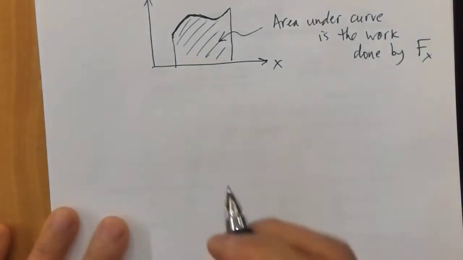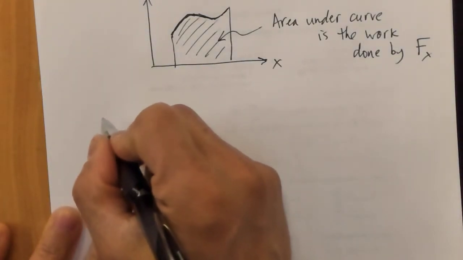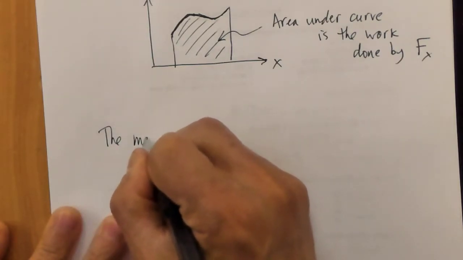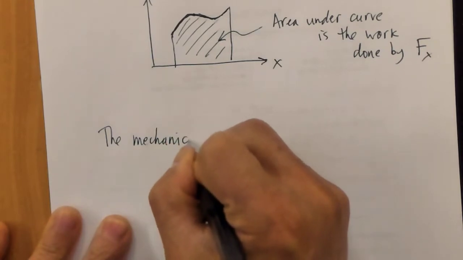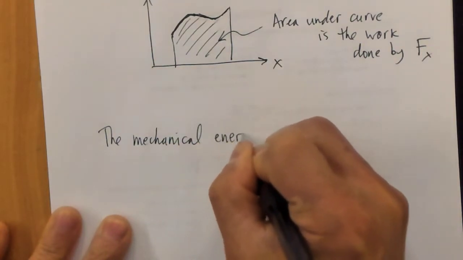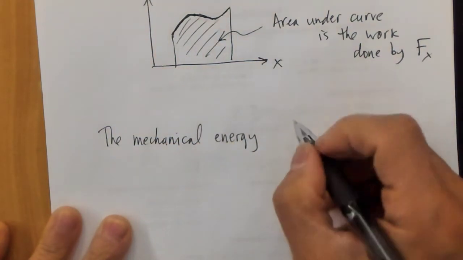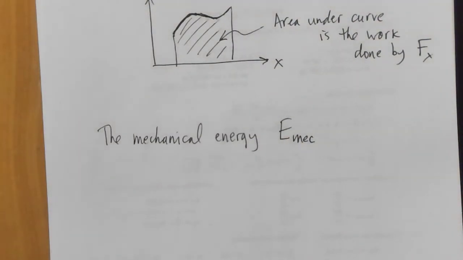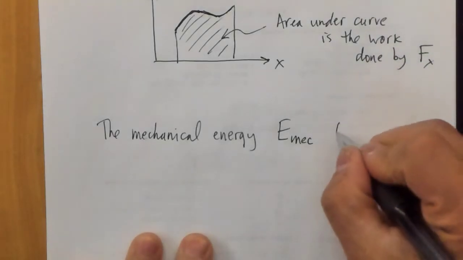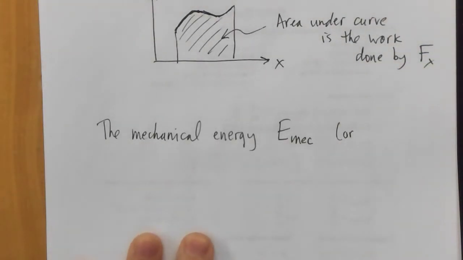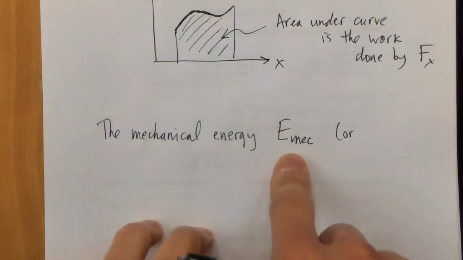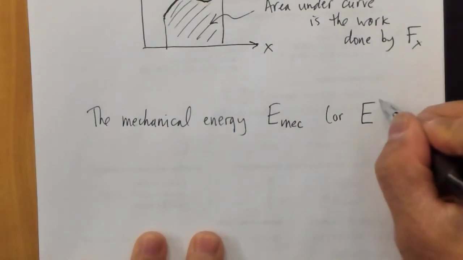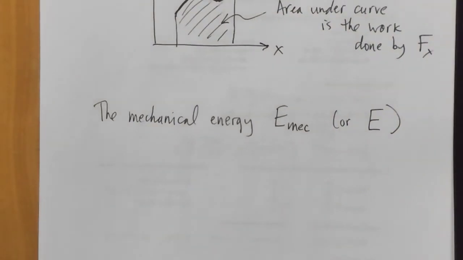Let's first define what we mean by the mechanical energy. We can write it as E with a subscript MEC for mechanical, but more often, because I'm too lazy to write all these little subscripts and they get in the way, we'll just write it as plain old E and have in mind that's the mechanical energy.